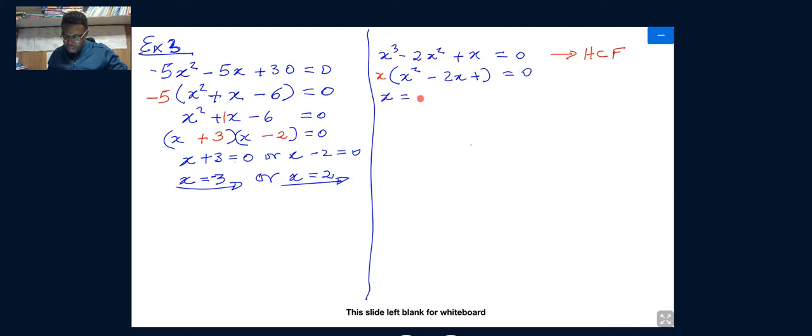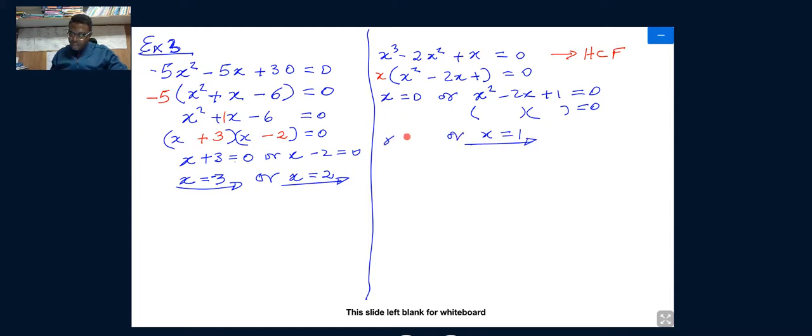X equal to 0, or x squared minus 2x plus 1 equal to 0. Then you're going to factorize this and find the answer. And the answer that you are going to get here is going to be x equal to 1. You must work it out, you'll see. And you are also going to get x equal to 0.